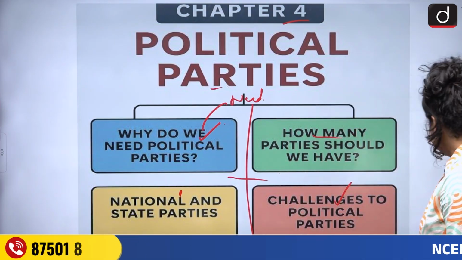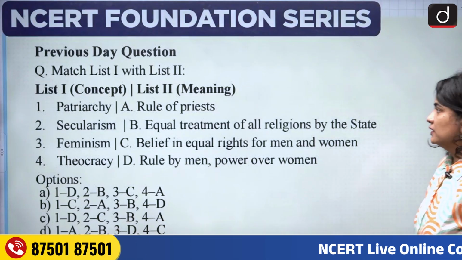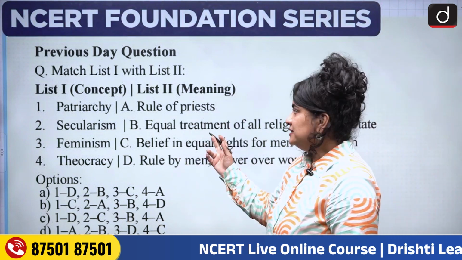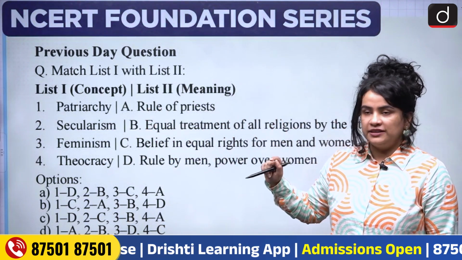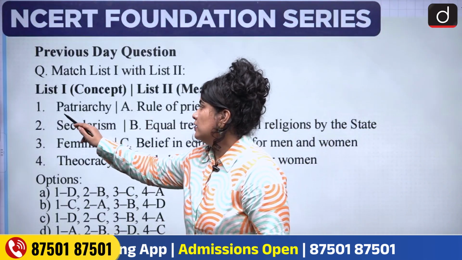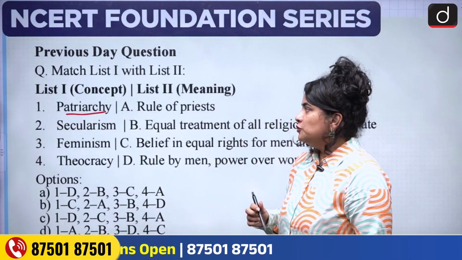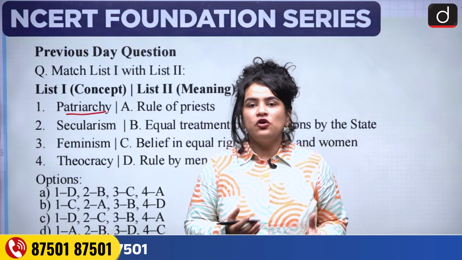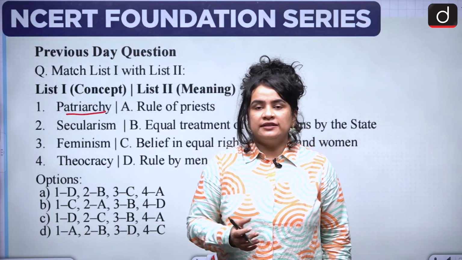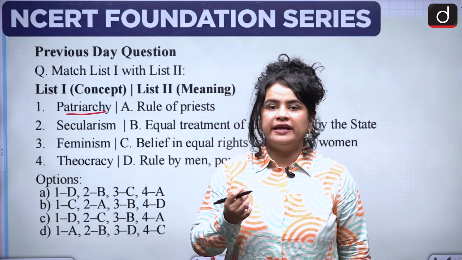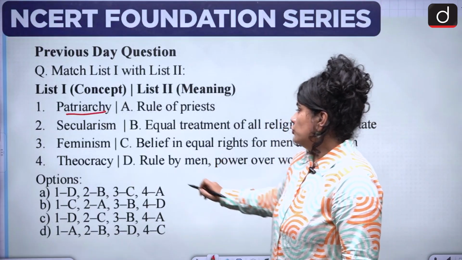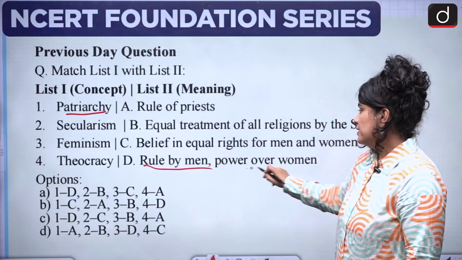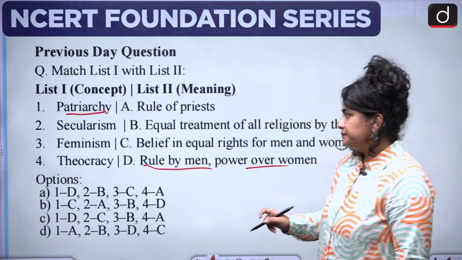All right, let's begin with the previous day question. So in front of you are 2 lists, one with the concept, the other with the meaning, and you have to match both the lists. Let's begin. 1. Patriarchy. So patriarchy is one of the most commonly used words, and we know that it is about the domination of the male gender over the female gender, all right? So, rule by men and power over women.